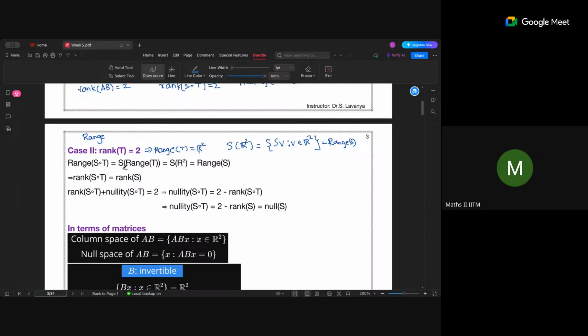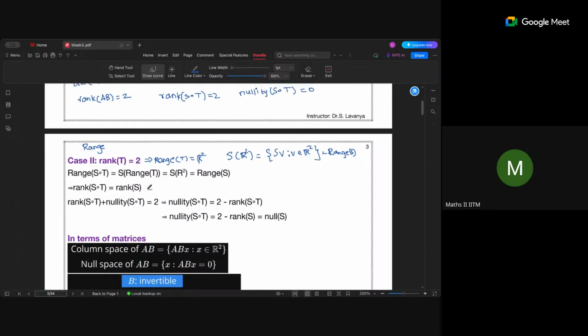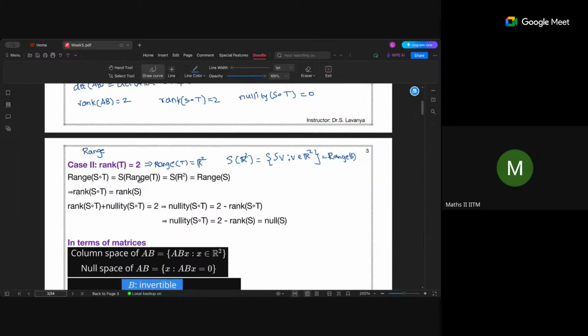So if rank of T is equal to 2, then the rank of S composition T will be the same as rank of S. If rank of S is 2, then it will be 2. If it is 1, it can be 1, or 0 means 0. So it will be just the rank of S.